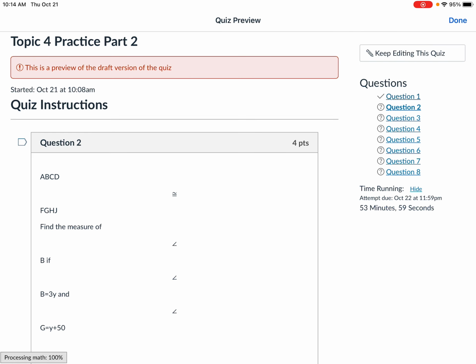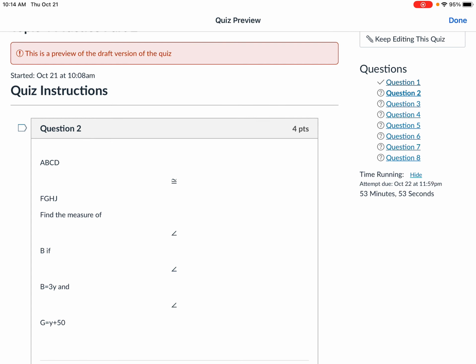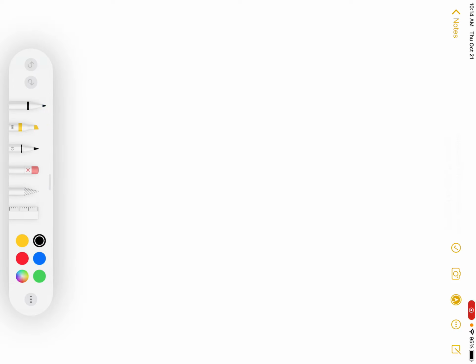Going on now to question number 2. Wow, that got really messed up in the formatting here. Okay, let me see if I can come over here and rewrite this in the notes app. All right, this tells us that figure. This is question number 2.